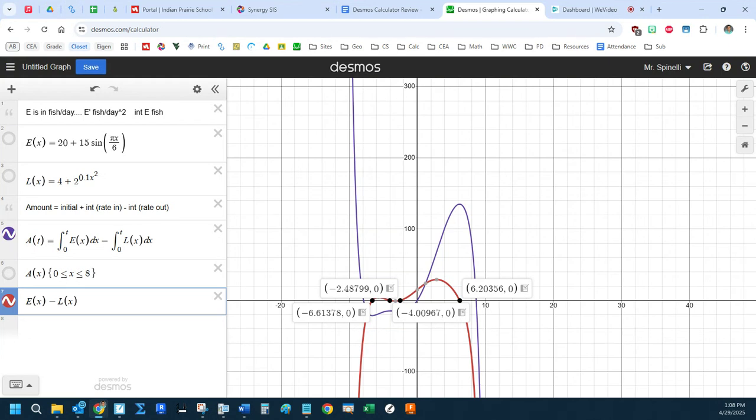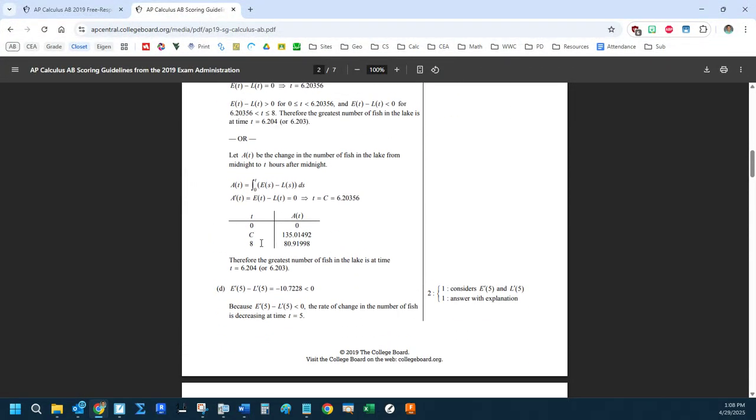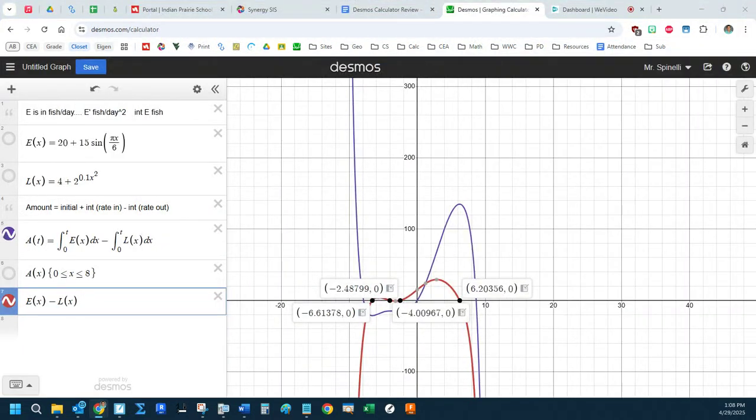Now, your teacher should have shown you how to make a table, or I will refer you to the table that is on the answer key. They just make a table, and again, that C is the same number we got. It might be rounded slightly differently. And then let's talk about the last one.